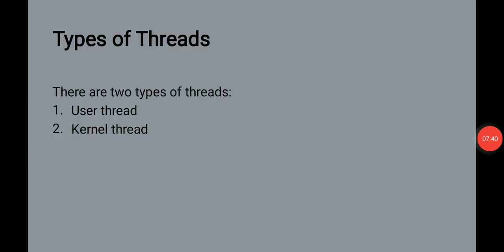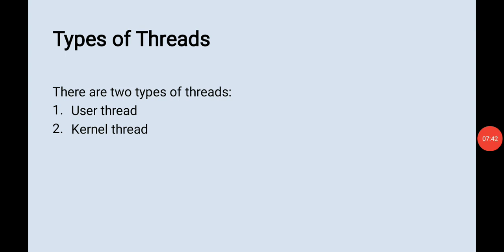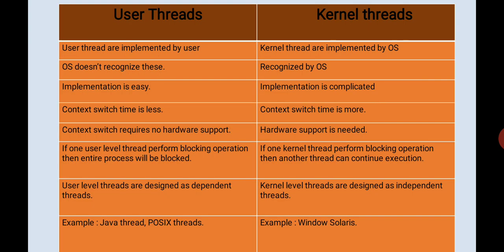Okay, next we come to types of thread. There are two types of thread. The first is the user thread and the next is the kernel thread. We'll see the difference between the two. User threads are implemented by the user, whereas kernel threads are implemented by the operating system. The operating system does not recognize user threads, whereas kernel threads are very well recognized by the operating system, because the operating system is the one implementing the kernel threads.